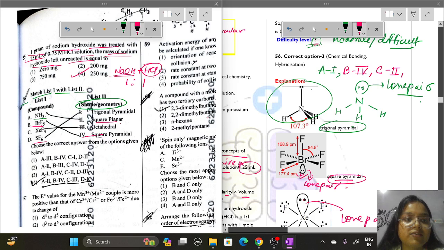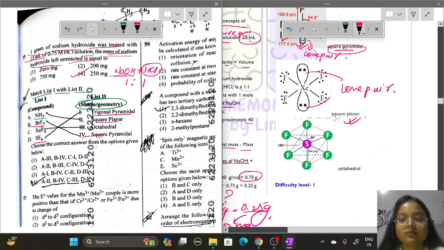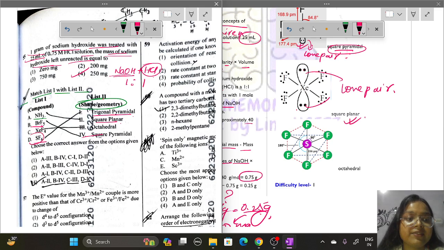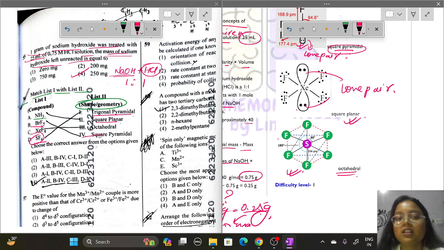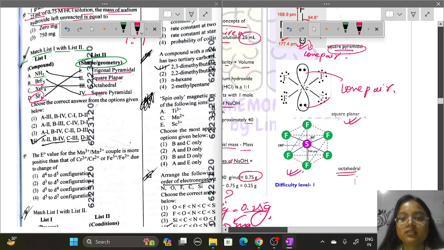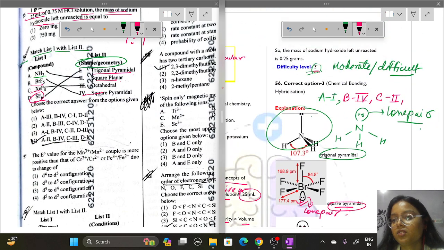SF6 will have trigonal pyramidal. SF6 geometry. SF6 is drawn like this. Okay, geometry is like this, and it follows the octahedral geometry. Okay, so D is 3, right? Option D is 3.